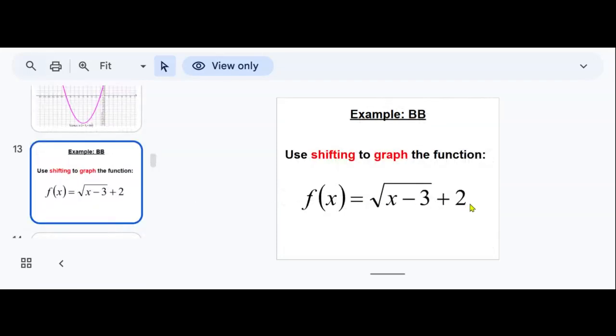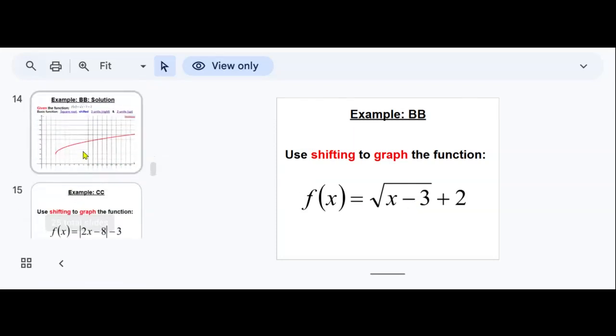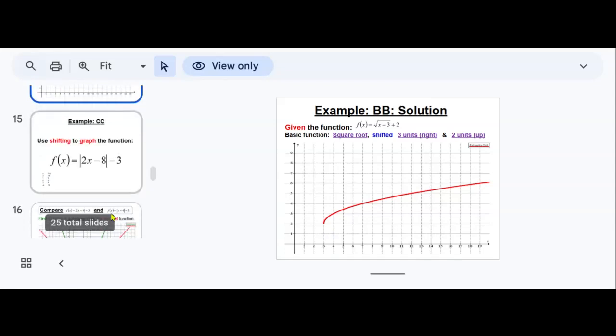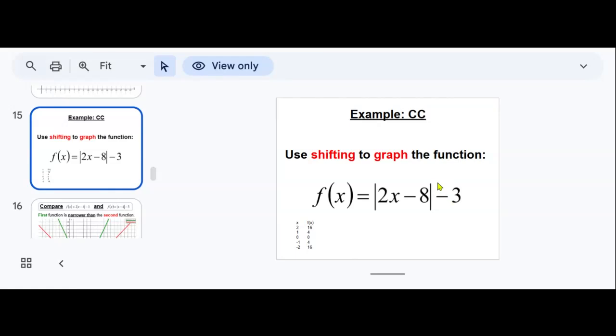Here I have 2 up, 3 to the right, because it's negative. And what will be the intercept? X is 3 and y is 2. Okay. Absolute value. Who can tell me? Minus 3. Down or up? Down. And how much? 8. And what is the 2?